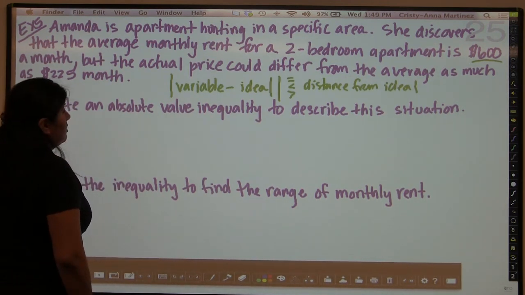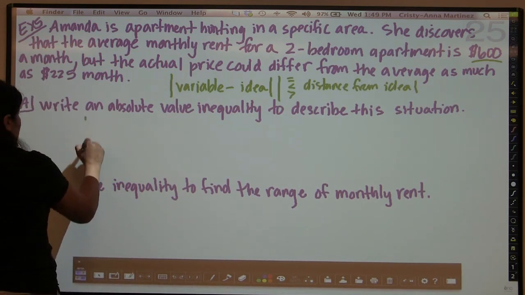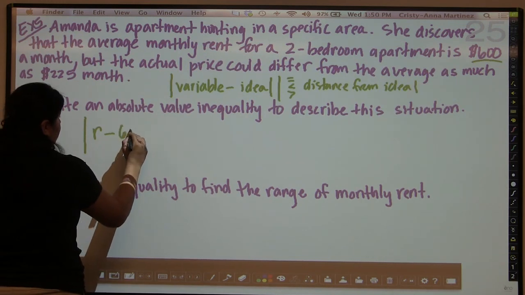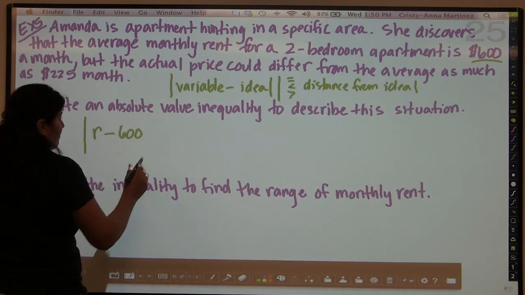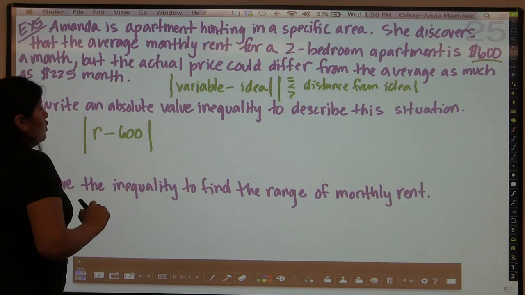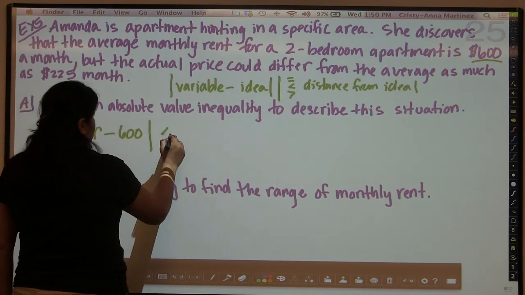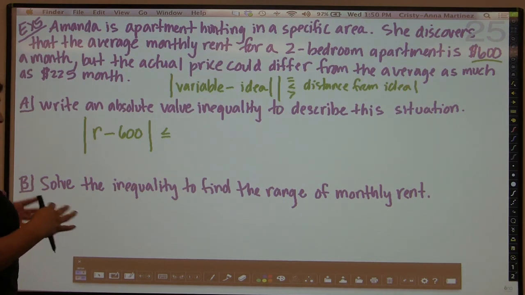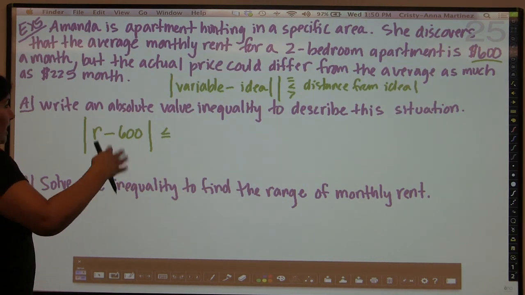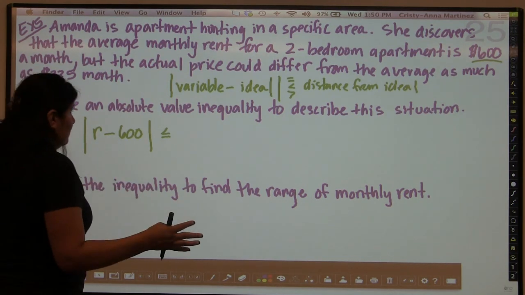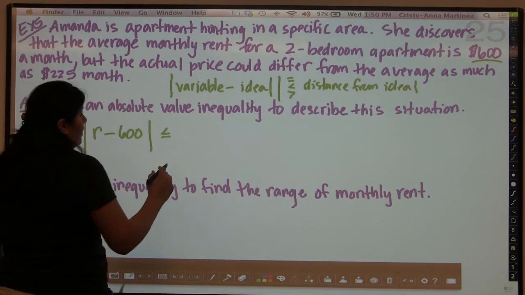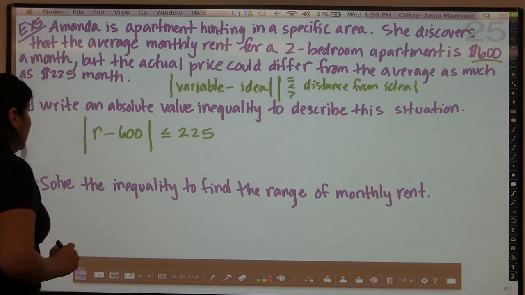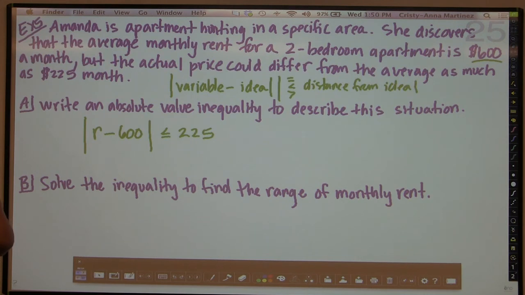We need a variable, so we're just going to use R for rent. So absolute value of R minus the ideal, which is 600. And we want it to be less than, because it's going to average as much as 225. So this is going to be an AND statement, because we're going to get a range, between this and that. So less than or equal to the tolerance, which is 225. So that's the actual absolute value inequality that they wanted you to write.